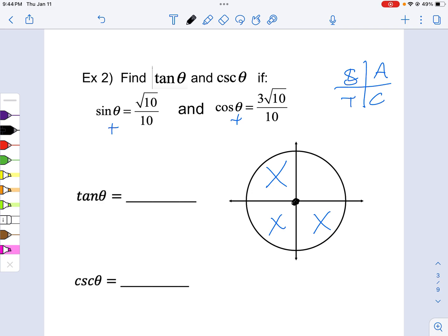So I start at the origin, and I draw my radius out to the edge of the circle. I'm going to draw straight down to the x-axis. We always go down to the x-axis. We never go to the y-axis. And I've got my right triangle.